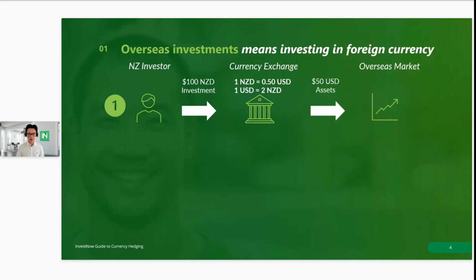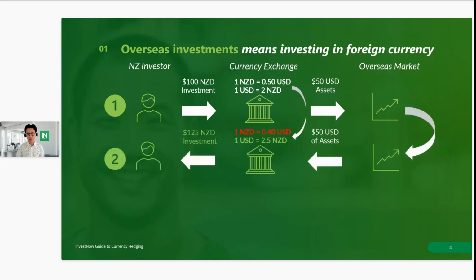Well, when you want to then get your money out, what you'll need to do is work through the other way. So you still just have $50 USD of assets, but you want to convert this back into New Zealand now. Let's say the exchange rate has changed. So the New Zealand dollar in this example has weakened. Rather than getting 50 cents USD before, you now only get 40 cents.